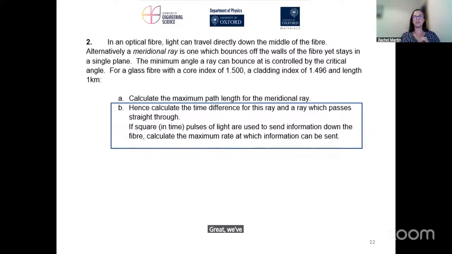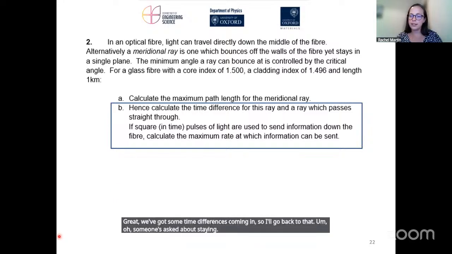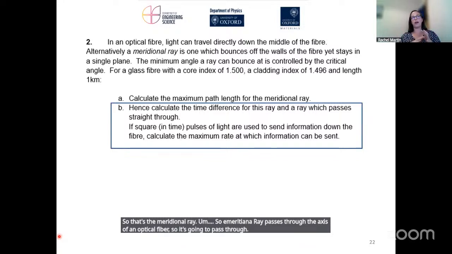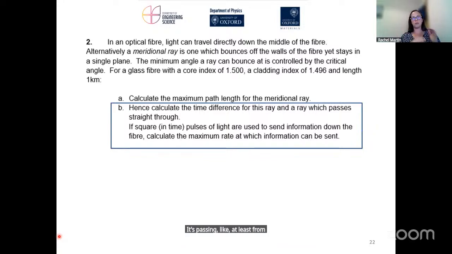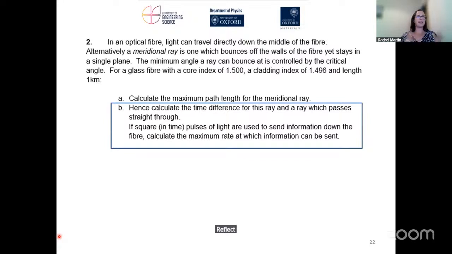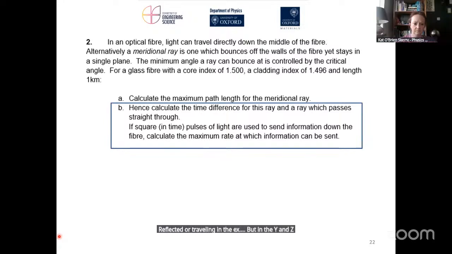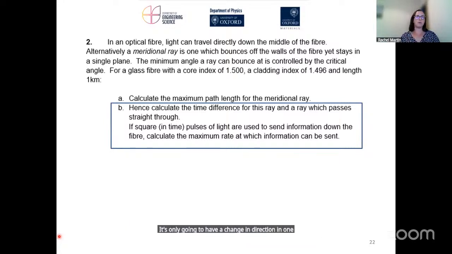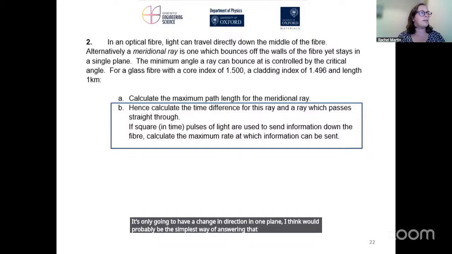Great, we've got some time differences coming in. So I'll go back to that. Oh, someone's asked about staying in a single plane. In terms of that, so that's the meridional ray. So a meridional ray passes through the axis of an optical fiber. So it's passing from the lower down through the middle of the optical fiber, but it also means it's not being reflected or traveling in the X, Y and Z planes, if we think about it like that. If we think about life in 3D, it's only going to have a change in direction in one plane, I think would probably be the simplest way of answering that, Fabian. Good question.